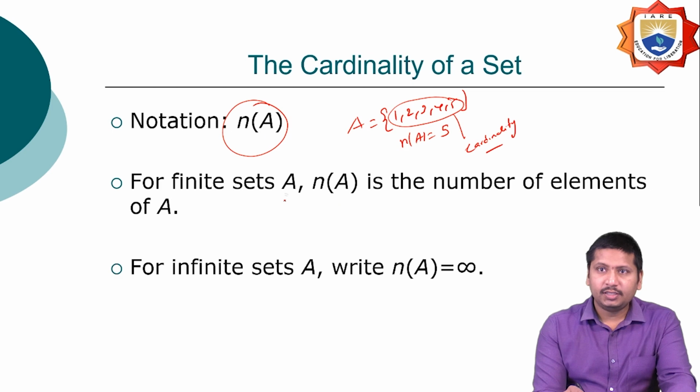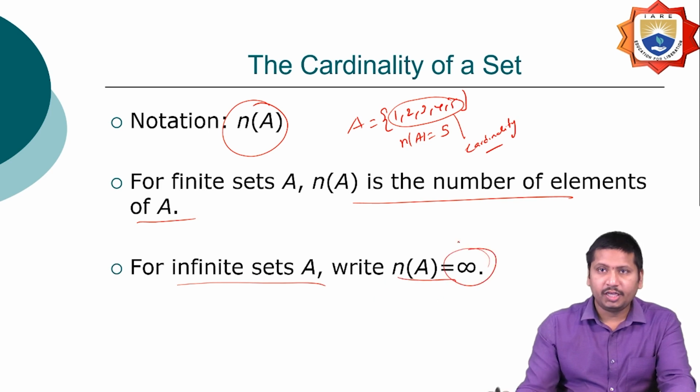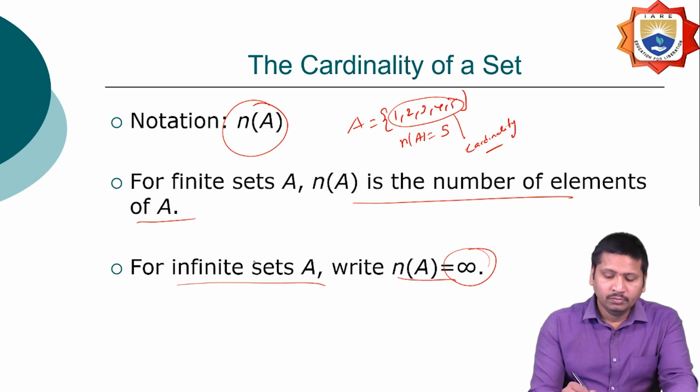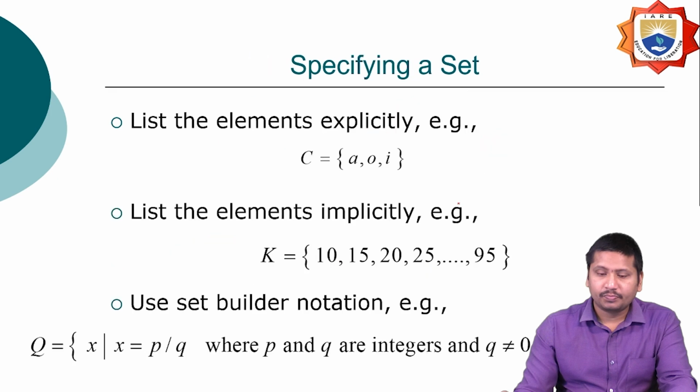So for finite sets, n(A) is the number of elements of the set. For infinite sets, n(A) should be infinity. So the cardinality value for an infinite set is infinity, and for finite sets it is the number of elements of the set.